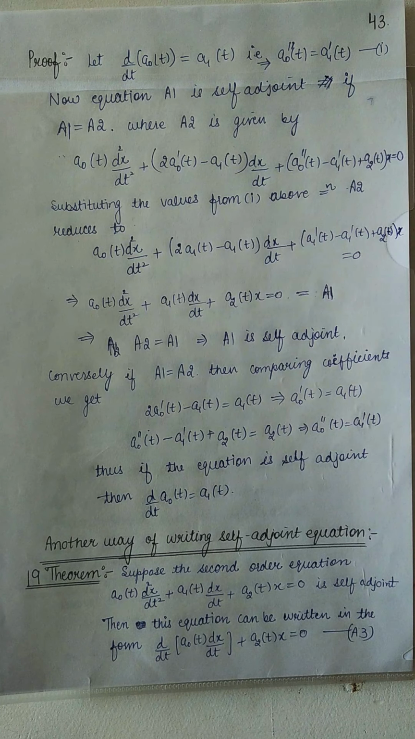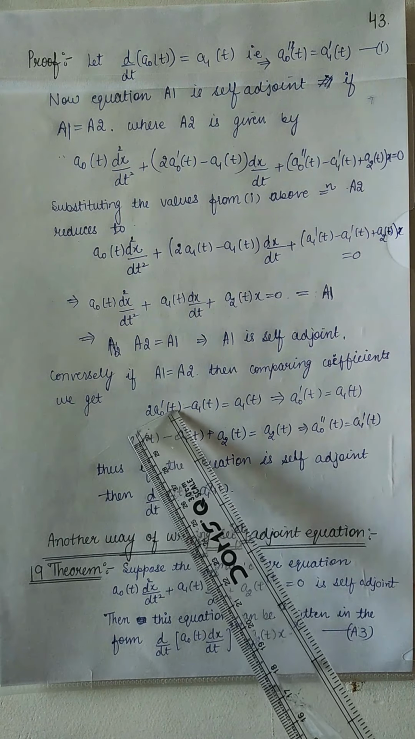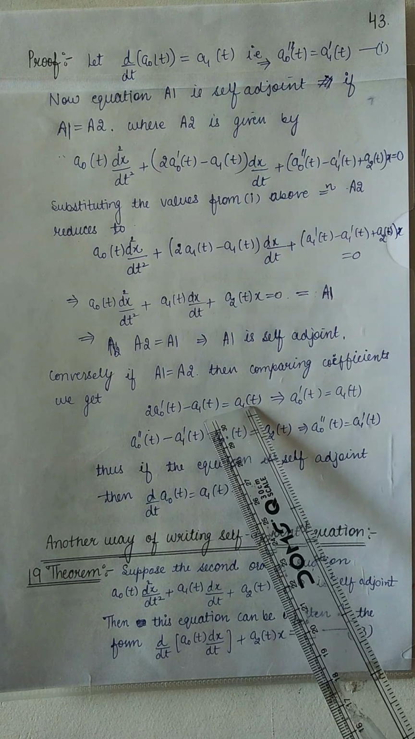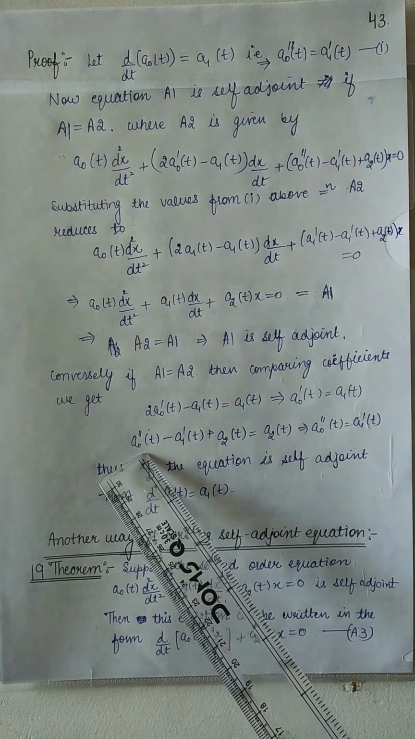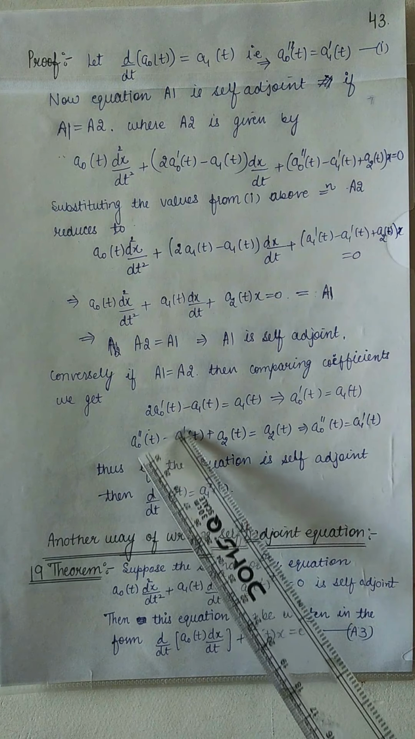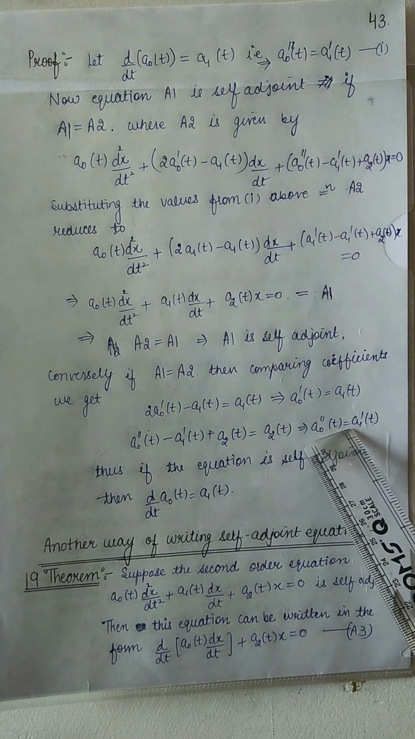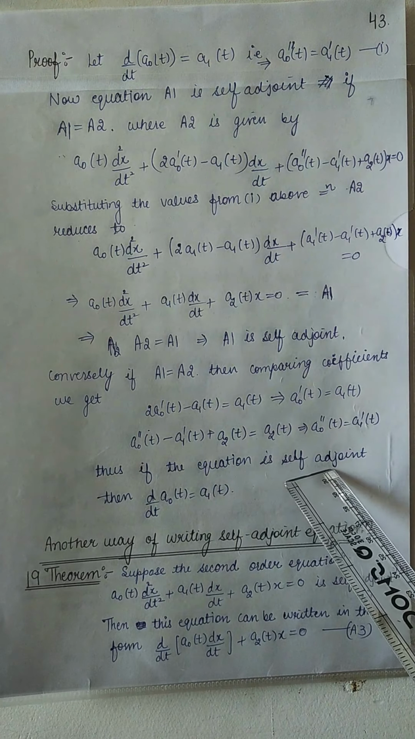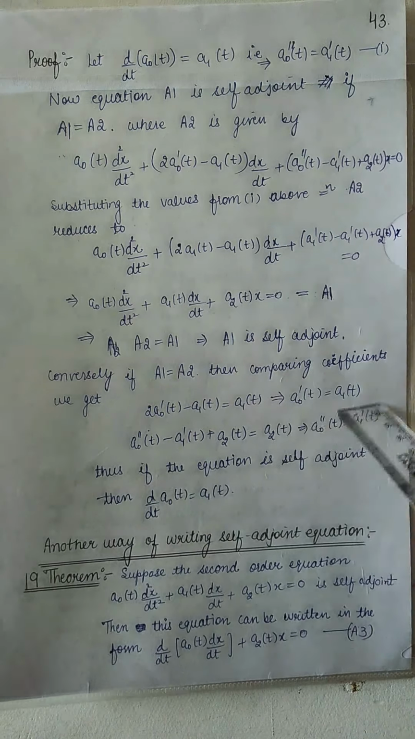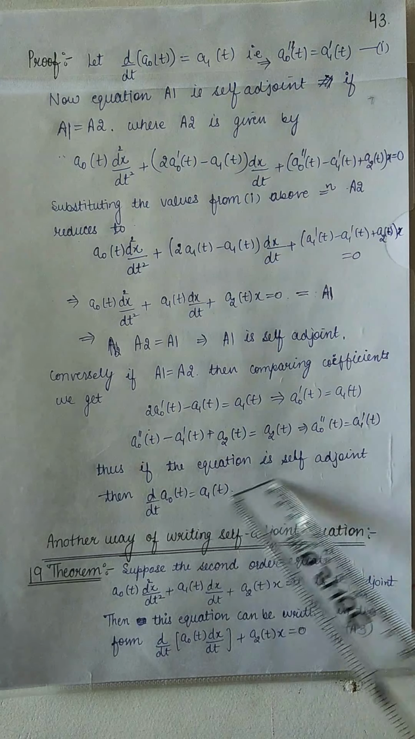Now conversely, if A1 is equal to A2, then comparing the coefficients, we get that 2 a naught dash t minus a1 t is equal to a1 t, and this condition implies that a naught dash t is equal to a1 t. Also a naught double dash t minus a1 dash t plus a2 t is equal to a2 t. This implies a naught double dash t is a1 dash t. And thus, if the equation is self-adjoint, then d by dt of a naught t is equal to a1 t, which we wanted to prove.